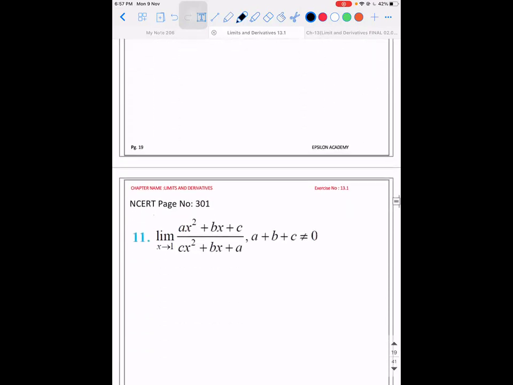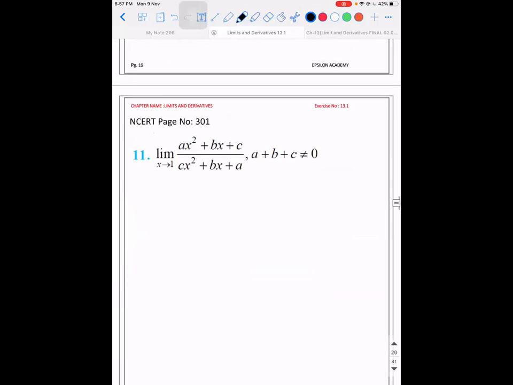Okay. Next. Limit x extends to 1. You guys tell me what is the answer. It will be a plus b plus c in the numerator, c plus b plus a in the denominator. Since they have told a plus b plus c is not equal to 0, the answer will be 1. You don't have to substitute, no, sir.